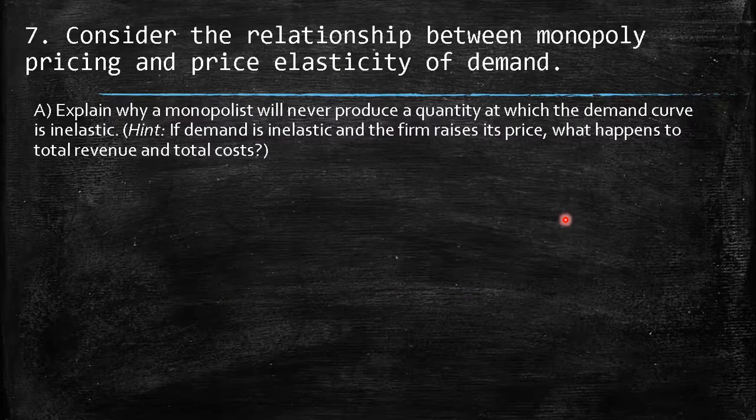So the 7th question says, consider the relationship between monopoly pricing and price elasticity of demand. A. Explain why a monopolist will never produce a quantity at which the demand curve is inelastic. Hint: if demand is inelastic and the firm raises its price, what happens to total revenue and total cost?